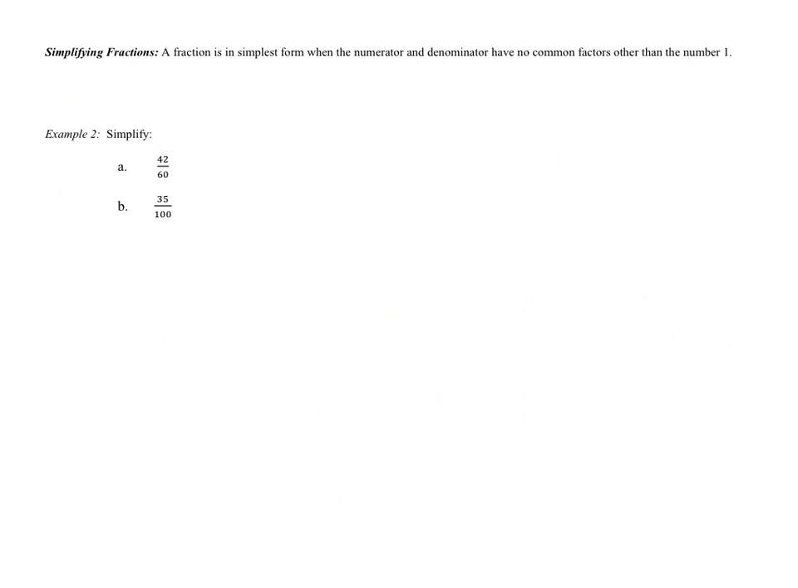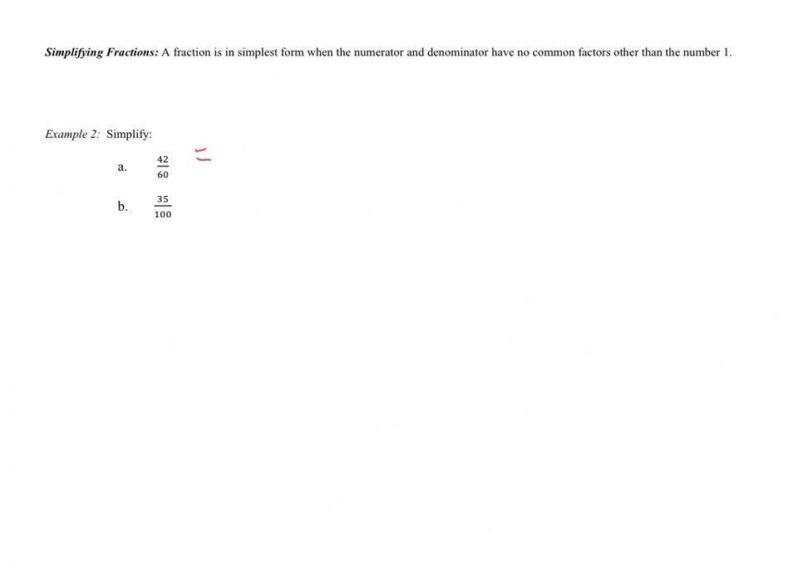Okay, now we're going to move on to simplifying fractions. And a fraction is in simplest form when the numerator and the denominator have no common factors. Part A, we're looking at the fraction 42 over 60, and we're going to find a common factor in the numerator and the denominator. Okay, it doesn't matter if I find the largest common factor first, just so long as I find a common factor.